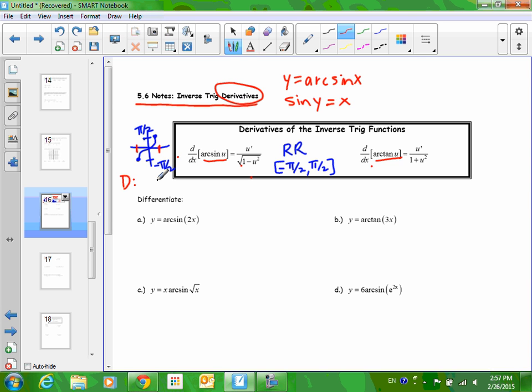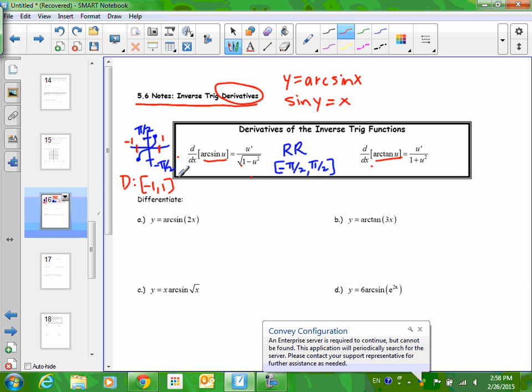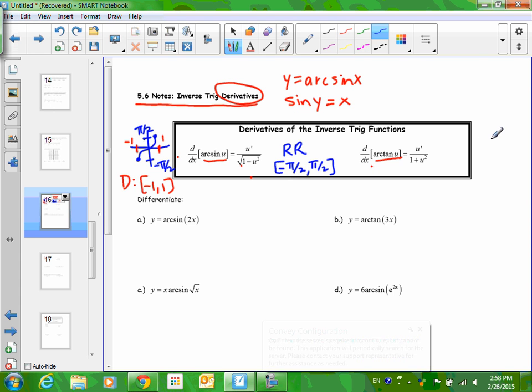Negative 1 to 1. So if we were doing intervals of increasing and decreasing, we would only be looking at the interval negative 1 to 1 and breaking that up. We can't even consider numbers less than negative 1 or greater than 1. Okay, this is not the majority of what we're learning today, but I just want to put this out here now, and then later on we can discuss how it affects calculus.